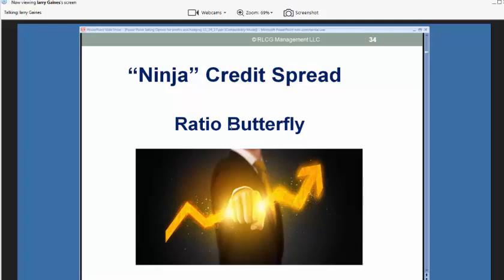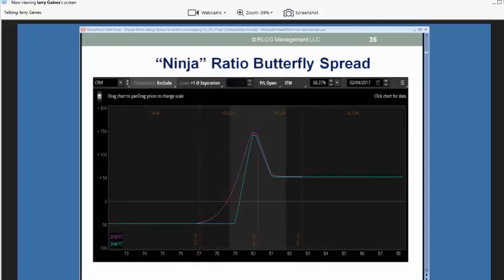So here's another one of my really favorite strategies, and this is what we call the ninja credit spread. Basically, it starts out as a balanced butterfly, and then you add an additional credit spread to it to reshape the risk up or down. It's also referred to as a ratio butterfly. So here's the profile or risk structure of this. It starts out as what we call the balanced butterfly, and then by adding an additional credit spread, you shape the risk to either an upside or downside directional bias.